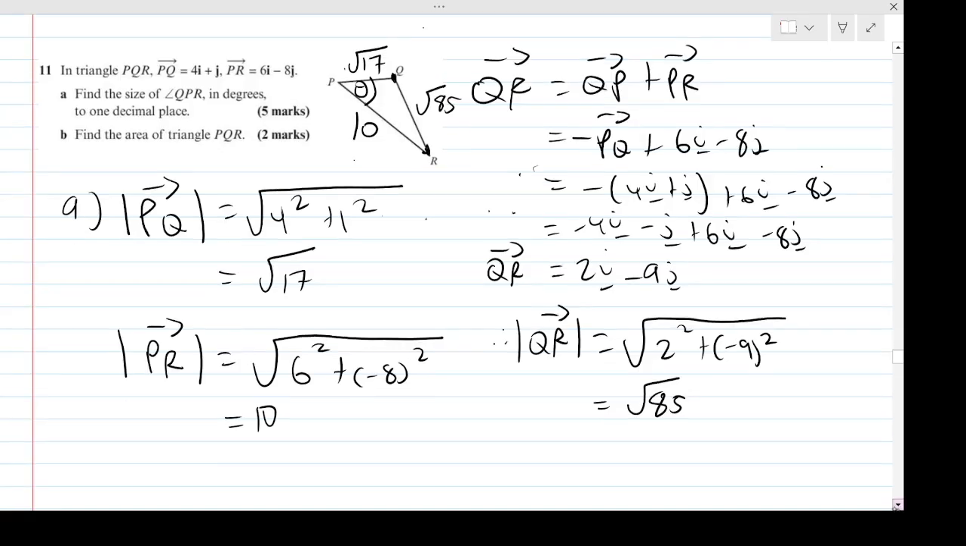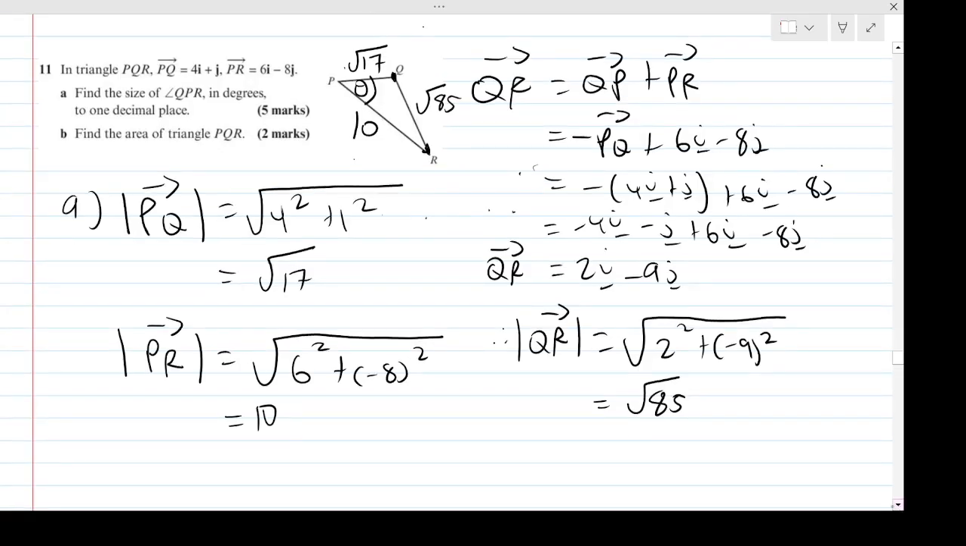Okay, now we're in a position where it's basically just a trigonometry question now. If I look at this triangle I've got all 3 sides and I want to work out an angle, that's the cosine rule.